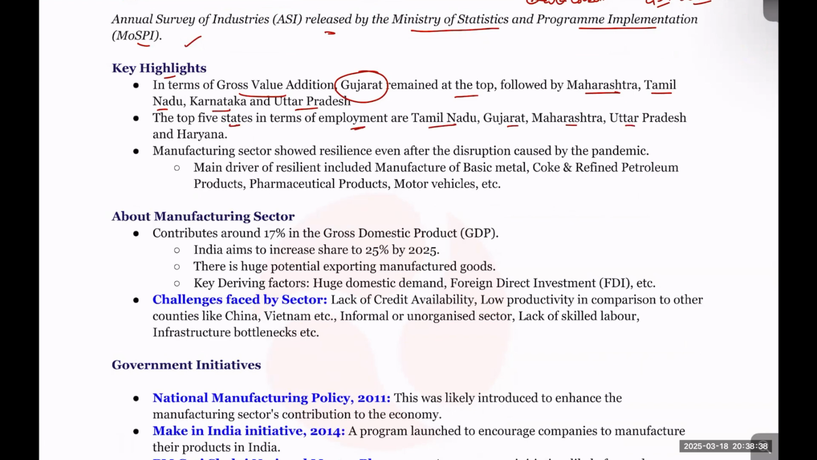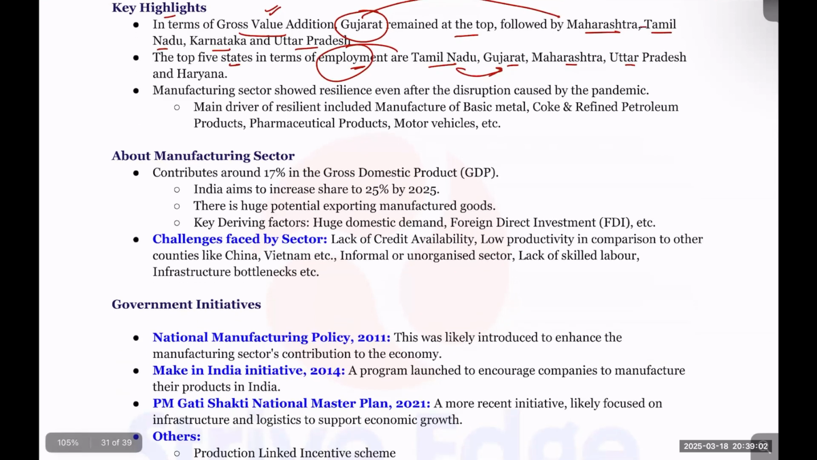Okay, so I don't think it is very important for the prelims. What you should remember is who are the top 2 states in GVA production. Gujarat and Maharashtra are topmost. And in case of employment, Tamil Nadu and Gujarat are important. These are the two things that you should remember. Otherwise, a larger number of states will not be of any importance.